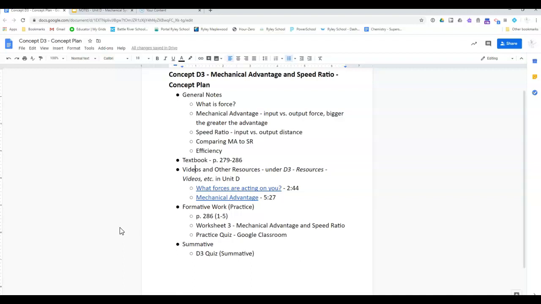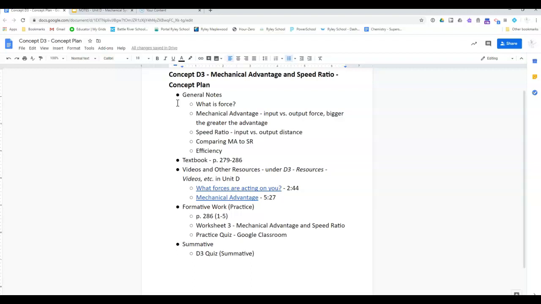So today is all about Concept D3, mechanical advantage, speed ratio, and efficiency. But before we get into that, just a reminder, you should have completed Concept D1, which had us exploring simple machines. And don't forget that you had an assignment I wanted you to do in that one, which was to explore around your house and find examples of simple machines, and then submit that to me. Concept D2 should also have been completed, and that was with respect to complex machines.